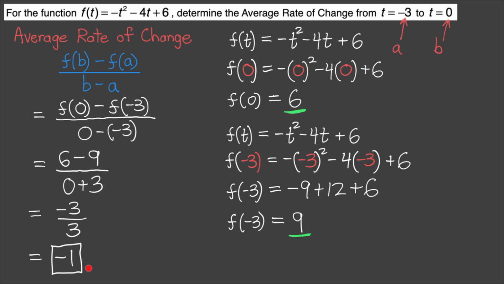So the average rate of change on this parabola, it's actually a parabola here, from the points that have a t value of negative 3 and 0, if you draw that line, you will get a slope of negative 1.